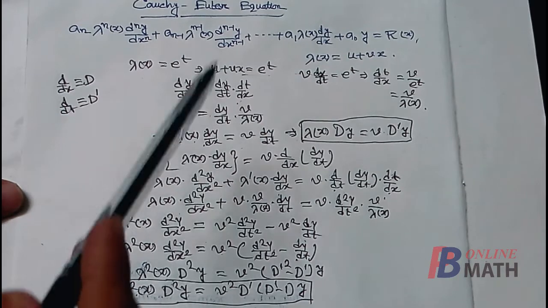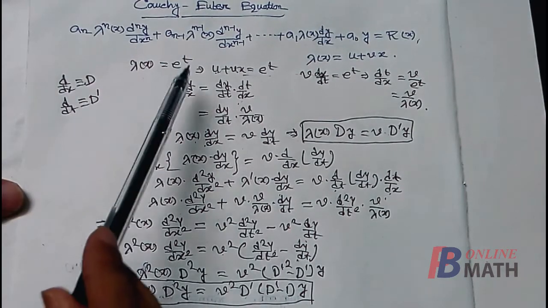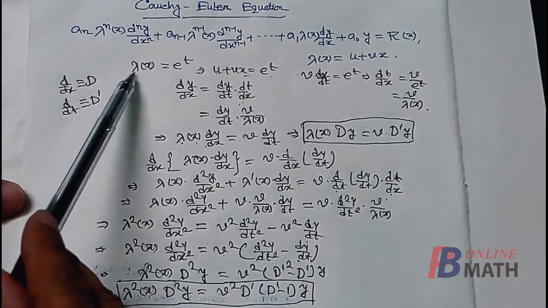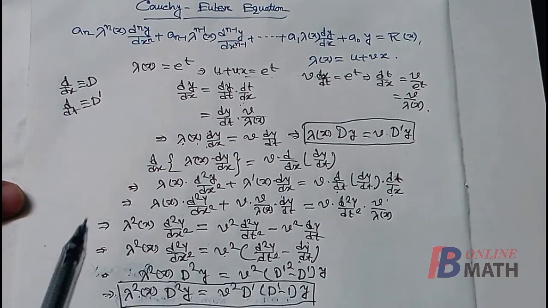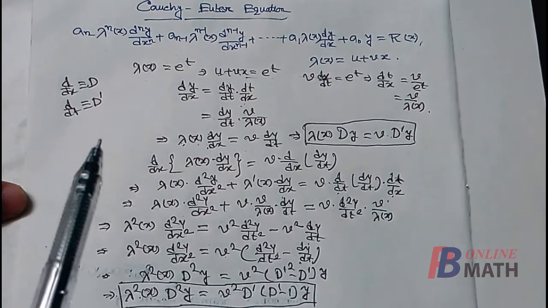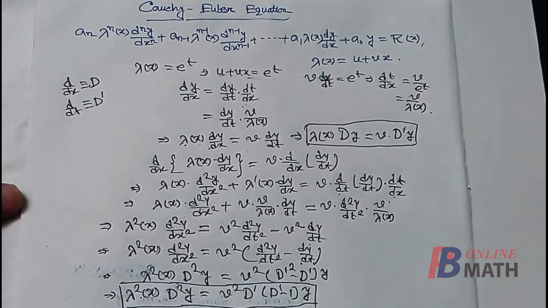Then we can solve this equation, and after the solution we have to replace the value of t by log of lambda x to the base e. So then the final solution can be obtained. So this is the method to convert the Cauchy-Euler equation to an equation with constant coefficients. Next we shall consider an example.